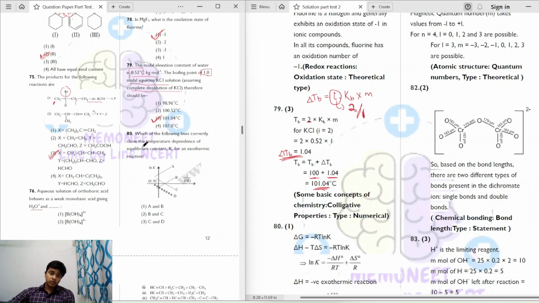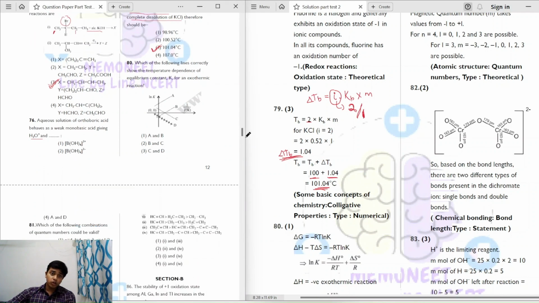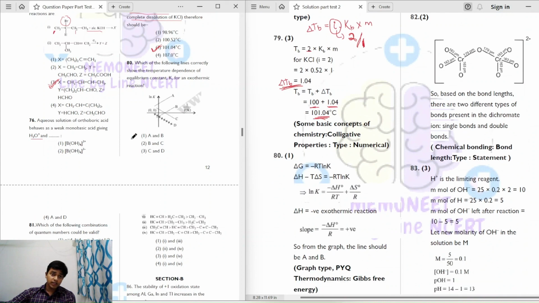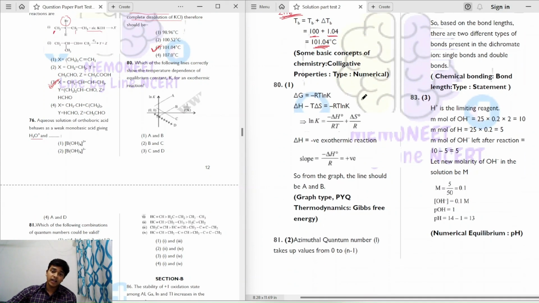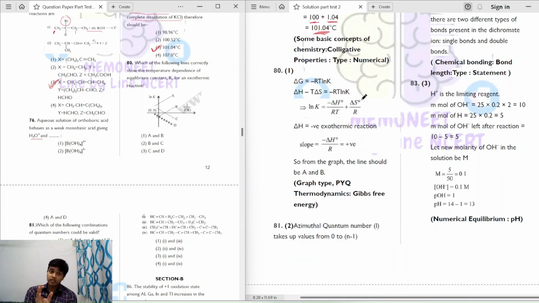Moving on to the next question. The question says, which of the following lines correctly shows the temperature dependence of the equilibrium constant K for an exothermic reaction? Okay. So we need to find out the relation between the equilibrium constant and the temperature for an exothermic reaction.